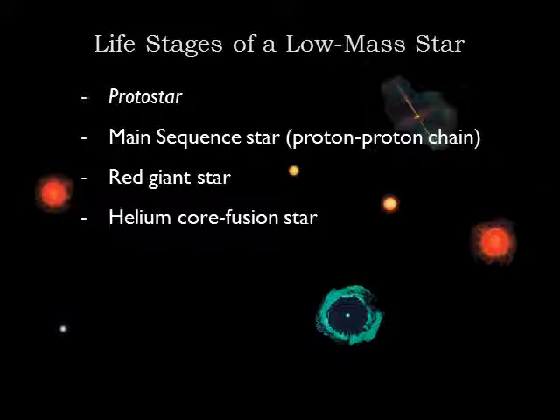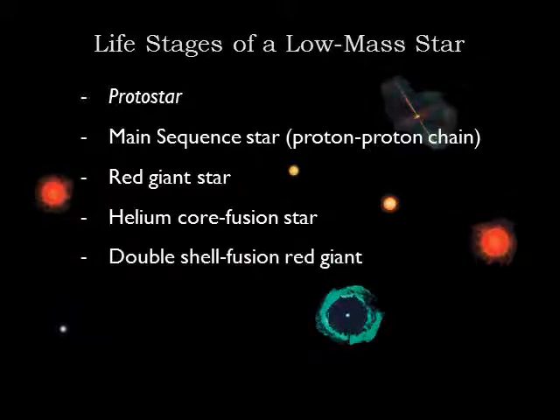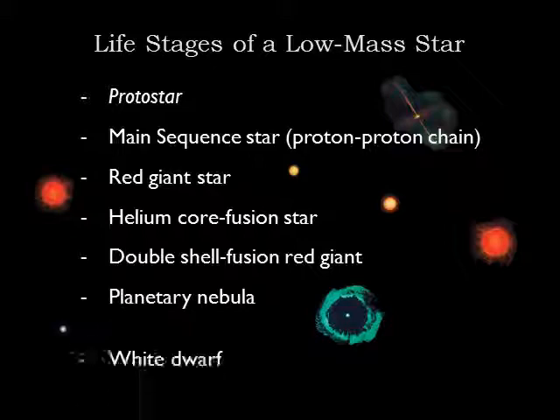Eventually the core will be mostly carbon, surrounded by a helium shell. When that shell begins to fuse, we have a double shell burning red giant. Eventually, all the fusion ends and the star ejects its outer layers as a planetary nebula, leaving behind a white dwarf, the leftover core of the star.